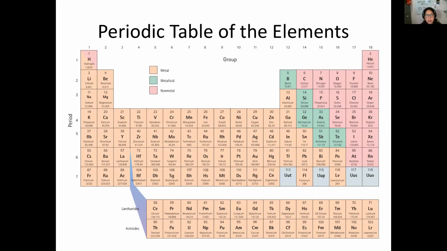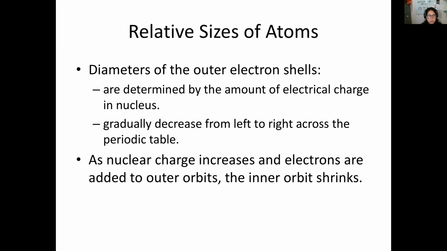So that's the reason why the size of the atom does not increase linearly with the atomic number. It depends on the electron shells. If you move from left to right within the same electron shell, for example the third shell, the size of the atom decreases.